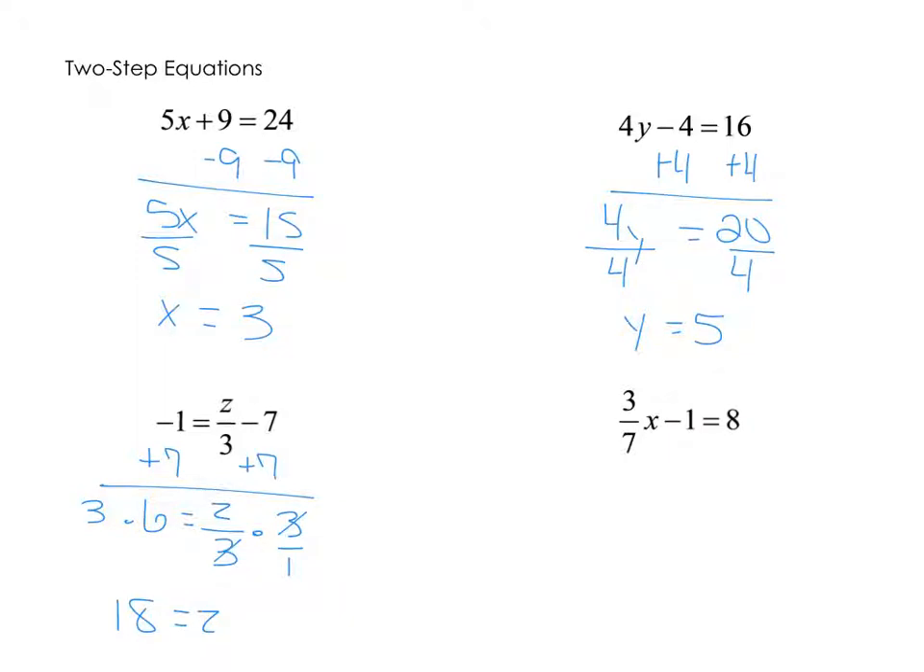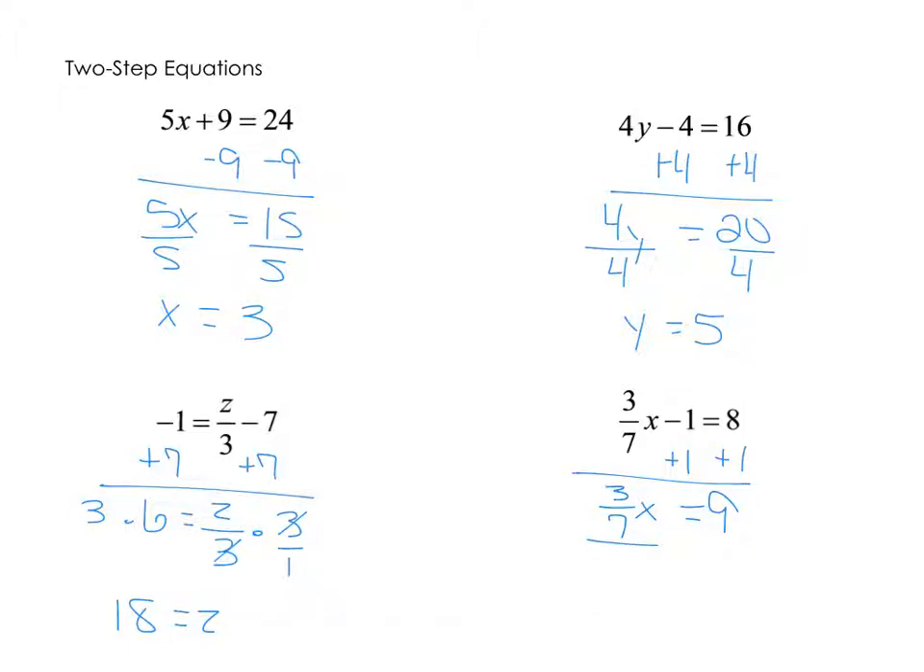Okay? Now, this last one's very similar, except it's got that fraction in front of the variable. Still got to take care of that minus 1 first. I'm going to add 1 to both sides, and I get 3/7 x. Minus 1 plus 1 is 0. Don't forget your equal sign. 8 plus 1 is 9.